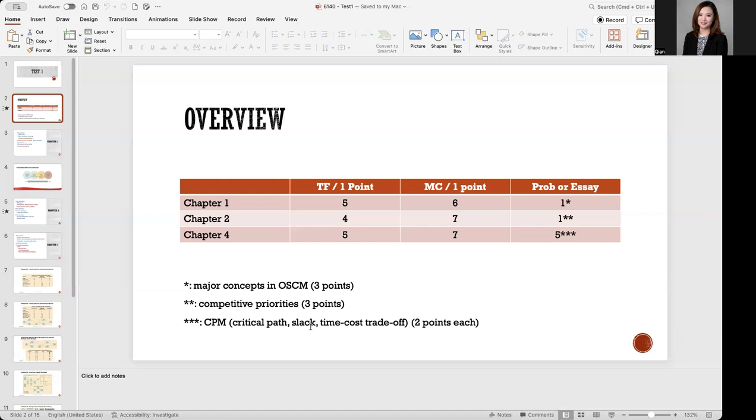And the last question comes from the crashing cost and crashing time, the second model. So these are all five calculation models for chapter 4.